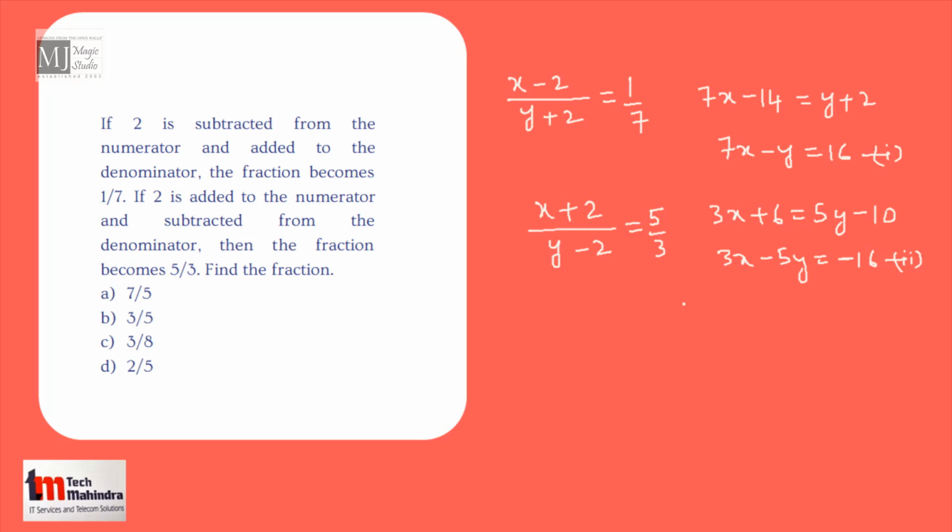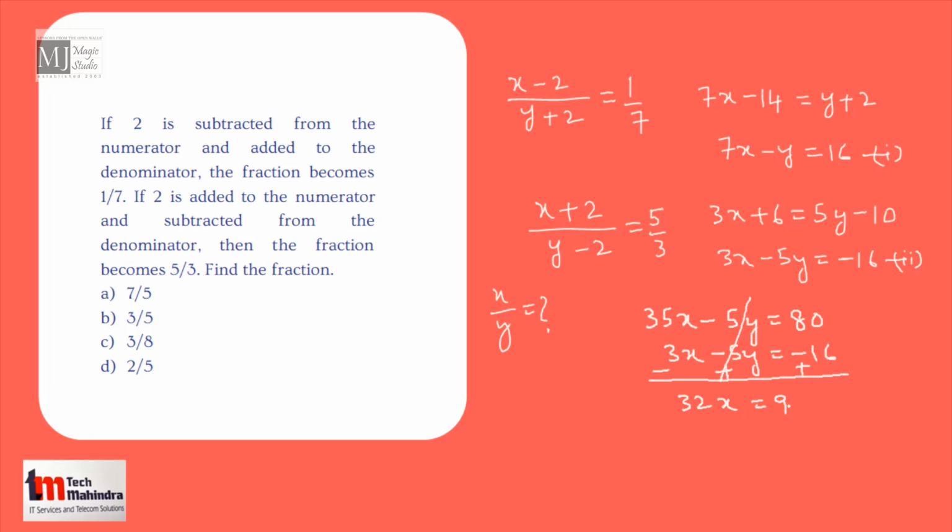So we have two equations. We need to find the fraction. We are looking out for x upon y. Let's solve these two equations simultaneously. Let me multiply the first one by 5. I'll get 35x minus 5y equals 80, and then we have 3x minus 5y equals minus 16. If I subtract these, y cancels out. 32x is 96. So x is equal to 3.